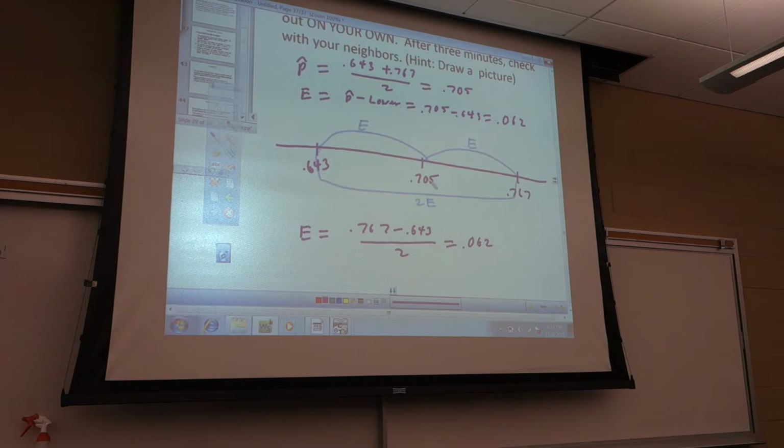So there's 2 errors between these two. To get from here to here, you have to add e twice. So the distance from here to here is 2e. She found e first, and then you did what? "After that, I just took the lower and added 0.062, and that's how I got 0.705." So 0.643 plus 0.062 to get 0.705. So either way works, right? This is option 1. This is option 2. Both of them totally work. It's kind of cool to figure out yourselves, right?